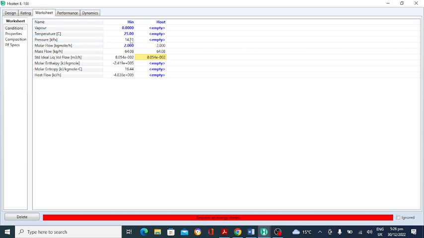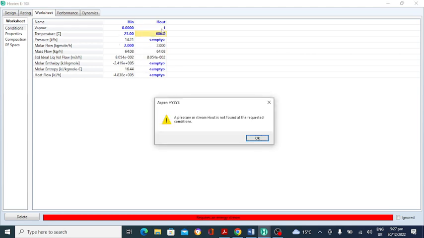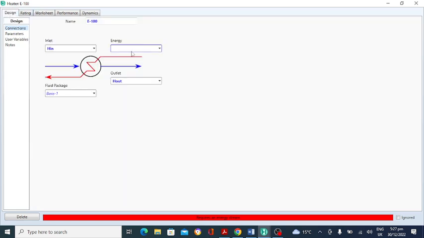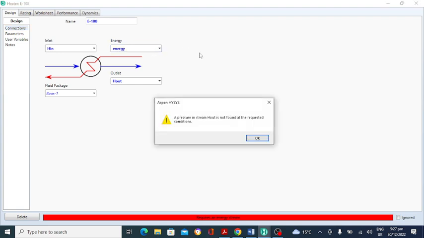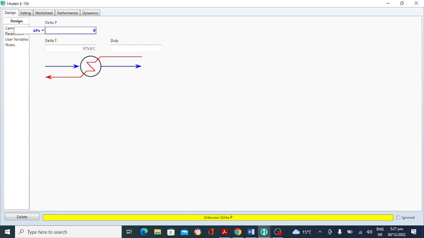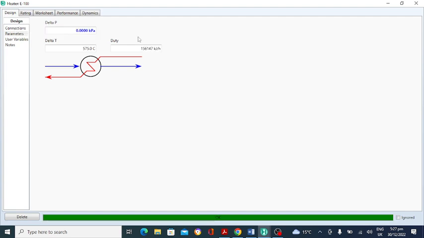So the outlet temperature is 600 degrees centigrade, and it is in the vapor phase. So it is okay. Now it shows that it requires an energy stream. So go to the design, and here we will go to energy. It shows the unknown delta P. Go to the parameter, and for delta P, suppose there is no pressure drop in the heater. So it is okay.